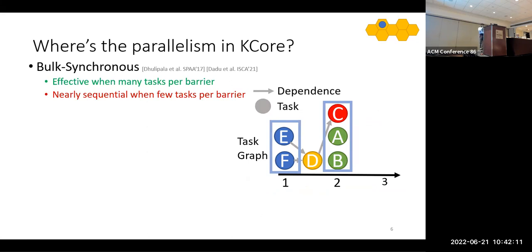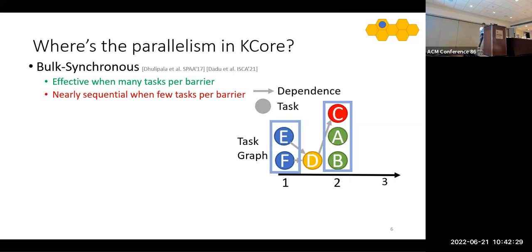Our vertex D only became priority 1 after we had processed vertices E and F with priority 1. This limits our ability to extract parallelism. In fact, in K-cores, almost the majority of vertices will execute alone between barriers.